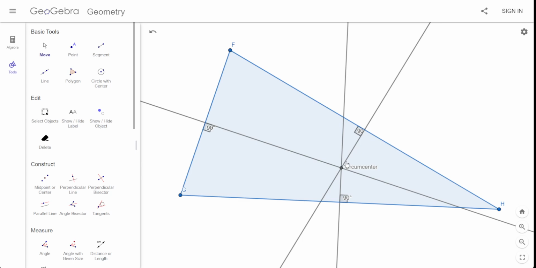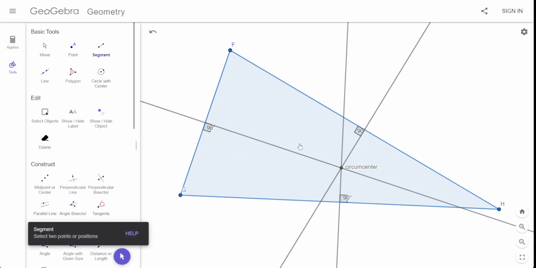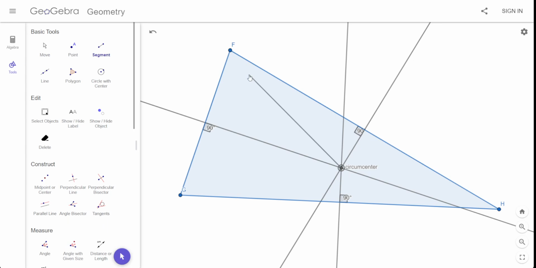If I made a line segment from the circumcenter up to each of the vertices, let's do that. Let's click on segment, click on the circumcenter, and then go to F, and I can actually change the color. I'm going to do all three of them, then change the color so it stands out a little bit. Then go from circumcenter to H. See what I'm doing? I'm going from the circumcenter to the vertices of the triangle.